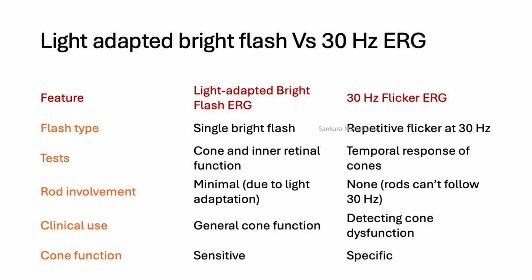30 Hz is quite high frequency. And rod involvement in this is minimal, but it is still there. While here there is absolutely no rod involvement at all with 30 Hz. So when you use 30 Hz flicker, you're actually recording pure cone response. Okay. So this is very sensitive to detect a cone dysfunction, but this is very specific. It says just cones and nothing else is affected. Okay. So when you look at the chart, you should look at both.